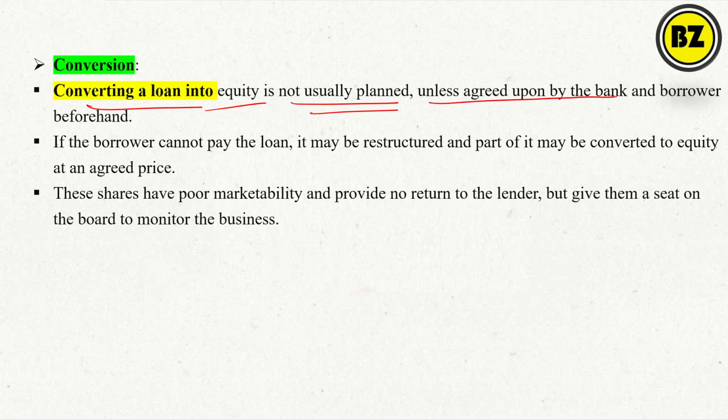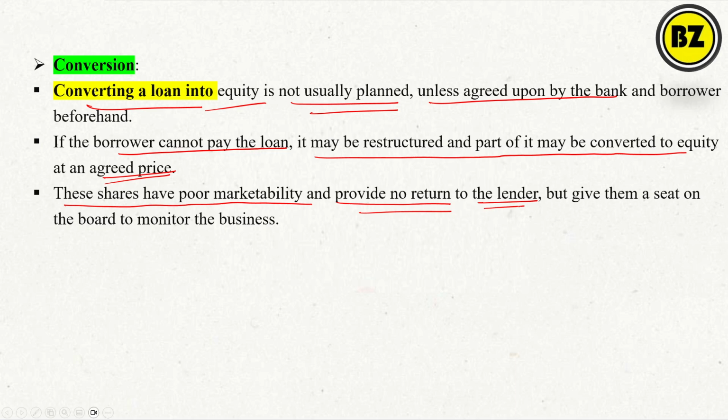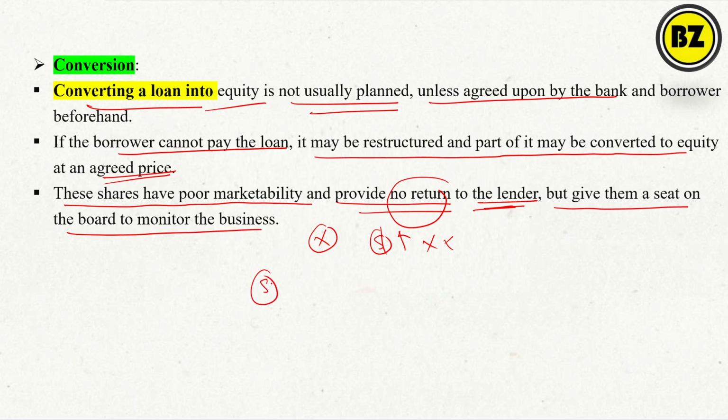So conversion of loan into equity is not usually planned, unless agreed upon by the bank and borrower beforehand. So it is generally not planned. If the borrower cannot pay the loan, it may restructure and a part of it is converted into equity at the agreed price. So these shares have poor marketability and provide no return to the lender. Right? Why? Generally, because see, the company is not performing, so why would the share of that company perform? They will also not perform, right? So they give no return to the lender, but it gives them a seat on the board to monitor the business. So the bank will get a share, and a bank person will be on the board of the company to monitor the business simply, right?